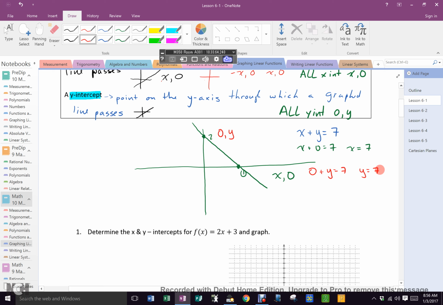Now, have you actually told me what the x and y intercepts are yet? No, because you have never written it as a coordinate, have you? What is the x-intercept here?